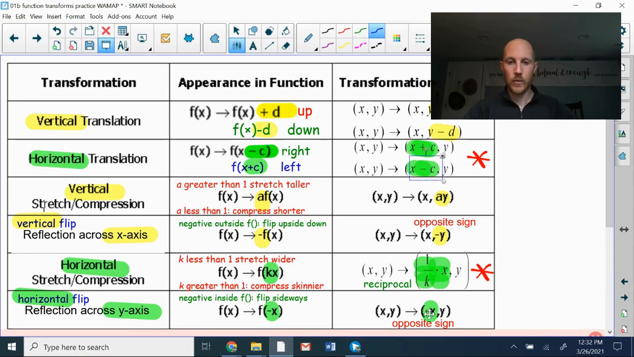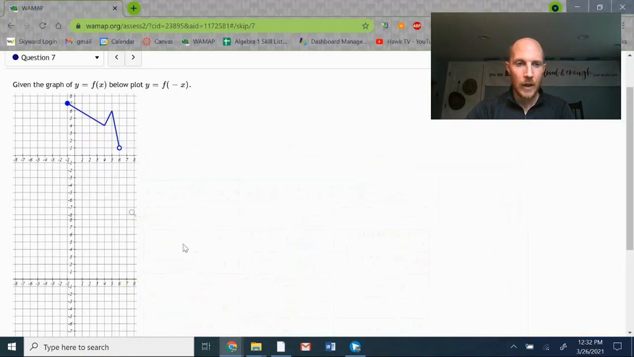And the effect on the graph is it's going to reflect across the y-axis. Anything that was on the left will end up on the right. Anything that was on the right is going to end up on the left. So this first point here is at -1, 7. I'm going to change the sign of the x coordinate. So it'll be +1, 7. So on my new graph, +1, 7, click.